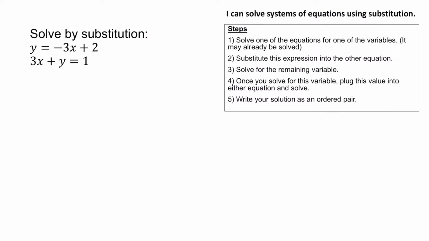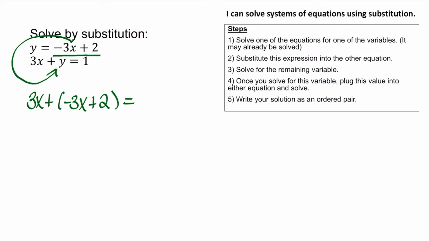So let's try solving this system by substitution. So we have y equals negative 3x plus 2. So I'm going to take that negative 3x plus 2 and plug it into this equation where I have y. So I have 3x plus negative 3x plus 2, and that equals 1. In this case, I have nothing to distribute because I'm just adding them.